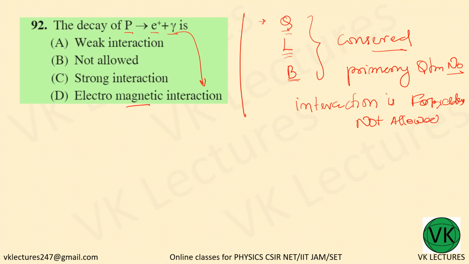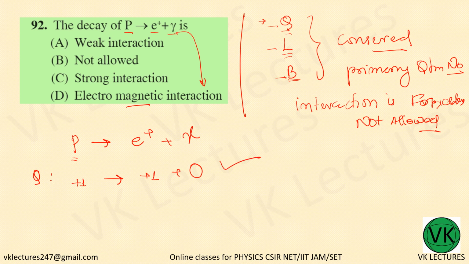So for any basic interaction, Q, L and B numbers must be conserved. Now let us take the interaction: proton changing into positron plus gamma. Let us see about charge. Proton charge is +1. Positron charge is again +1. Gamma does not have charge. So Q is conserved. Charge is conserved.